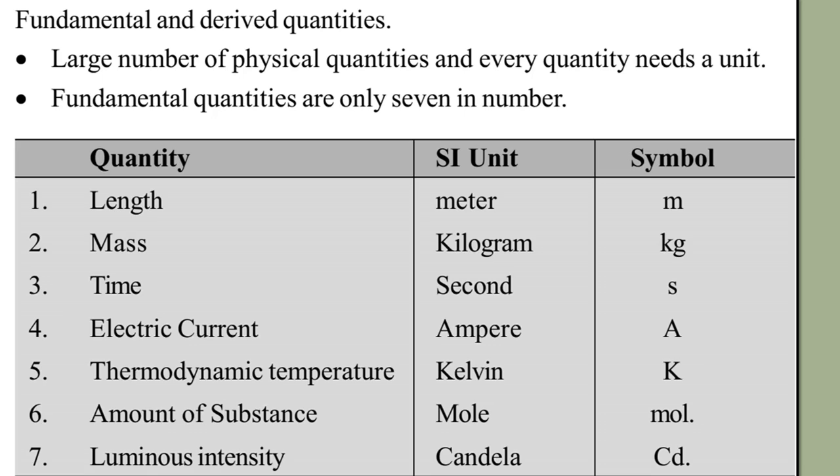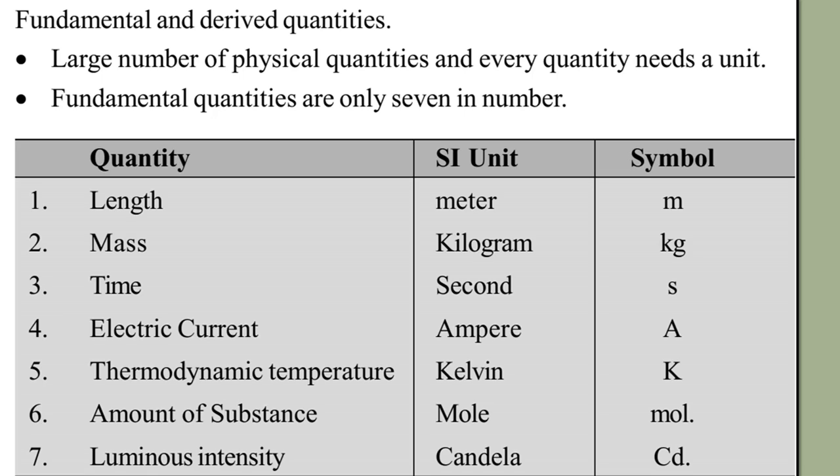First, fundamental and derived quantities. There is a large number of physical quantities and every quantity needs a unit. Fundamental quantities are only 7 in number. These are the fundamental quantities: length, mass, time, electric current, thermodynamic temperature, amount of substance, luminous intensity, and their SI units are meter, kilogram, second, ampere, Kelvin, mole and candela.